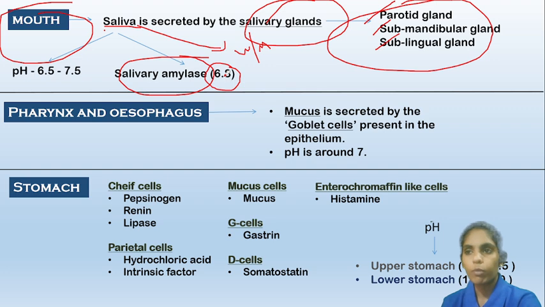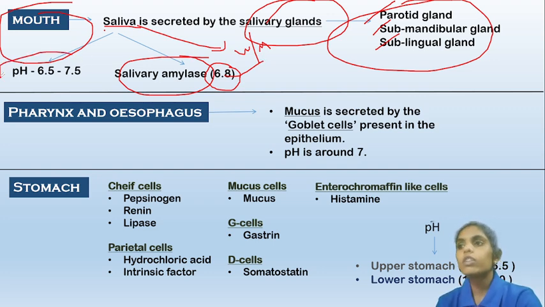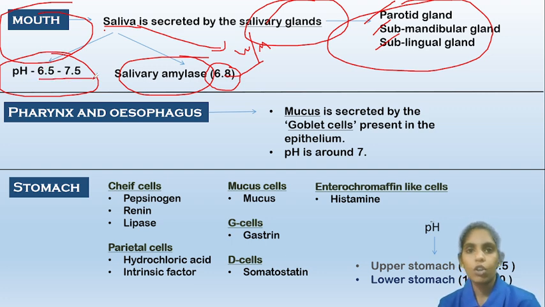You have to remember, they might ask a question about what is the pH of the salivary amylase, and the pH of the saliva is around 6.5 to 7.5. So you can say that it is a slightly basic to neutral pH. Why does the saliva have a neutral pH?